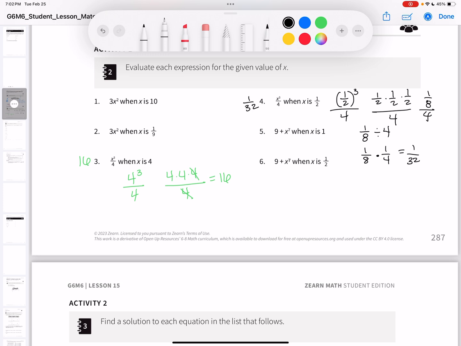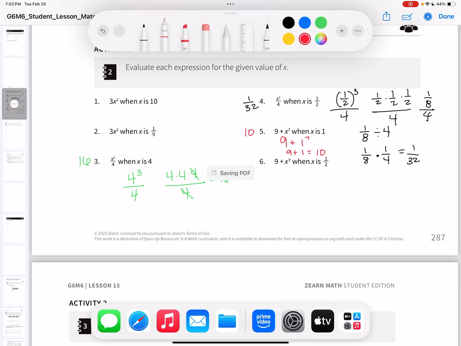Then we're going on to the next one, which is 9 plus x to the 7th when x is 1. So this is really 9 plus 1 to the 7th. Well, guess what? When you do 1 times anything, 1 times 1 times 1 is the same as 1 times 1 times 1 times 1 times 1 times 1 times 1. So that is 1, and 9 plus 1 is 10. So our answer here is 10.